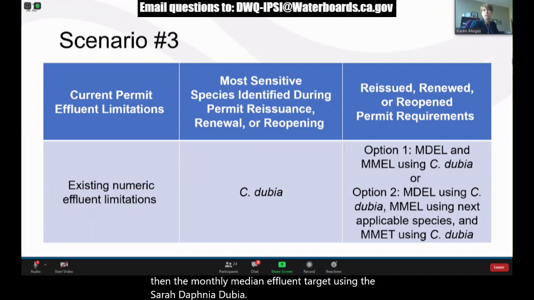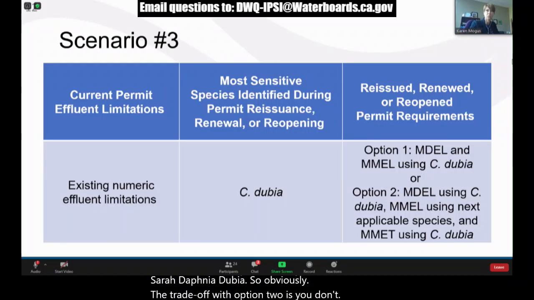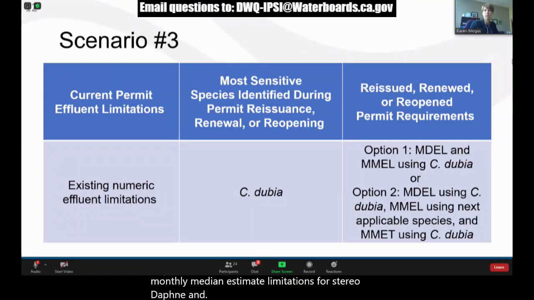So obviously the trade-off with option two is you don't have monthly median effluent limitations for Ceriodaphnia and therefore no violations of the MMEL using Ceriodaphnia, but additional monitoring would be required using another species to assess compliance with the monthly median effluent limitation.